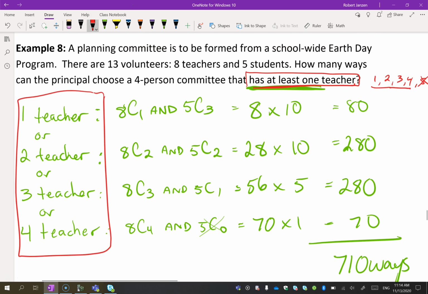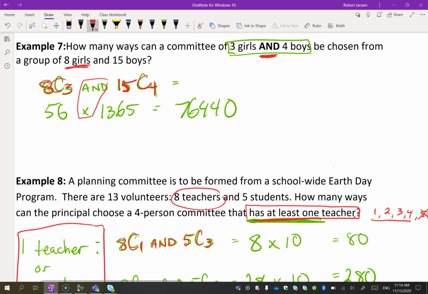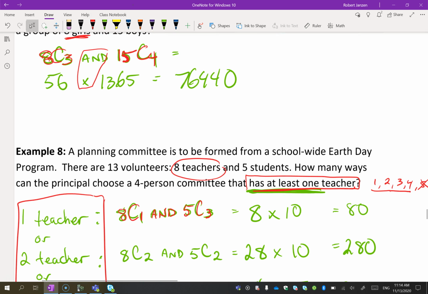So let's try and do one together. If you were to do 1 teacher, you would choose 1 of the teachers out of the 8 that there are. So 8 choose 1, and since we need 4 people in the committee, out of the students, we're going to pick 3 of them. So this is 8 times 10, there are 80 ways to pick 1 teacher. Now using the same format, let's go to 2 teachers. So now you're going to choose 2 teachers instead of 1, which means you only need 2 students because this has to add up to 4.